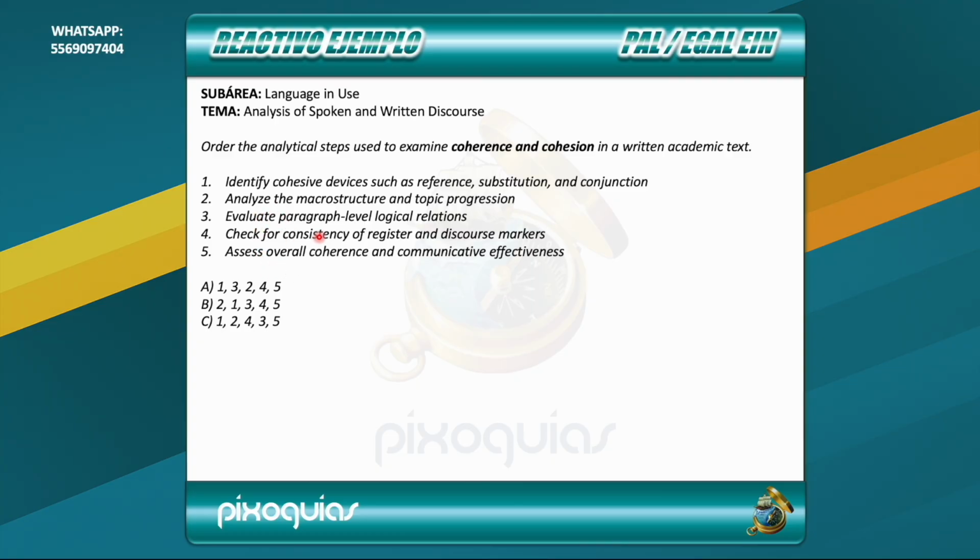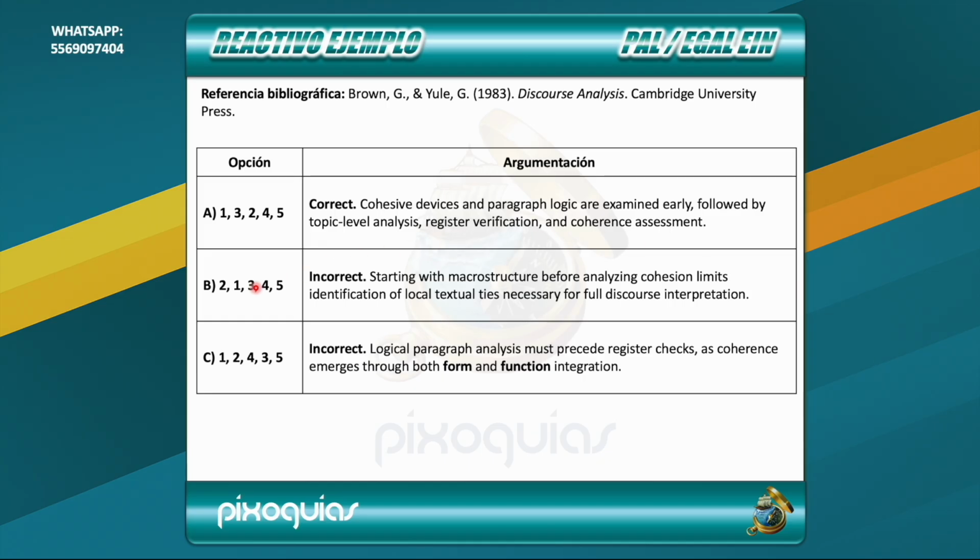4. Check for consistency of register and discourse markers. And 5. Assess overall coherence and communicative effectiveness. B is incorrect and also C, because starting with macrostructure before analyzing cohesion limits identification of local textual ties necessary for full disclosure in discourse interpretation. And logical paragraph analysis must precede register checks, as coherence emerges through both form and function integration.